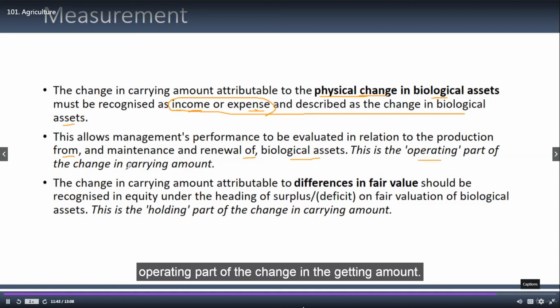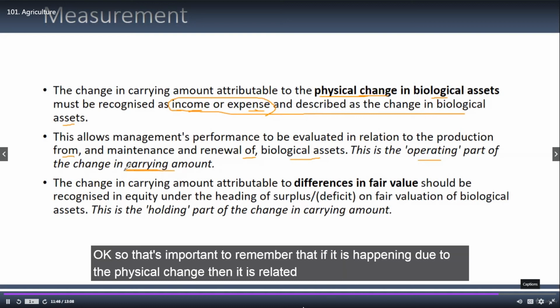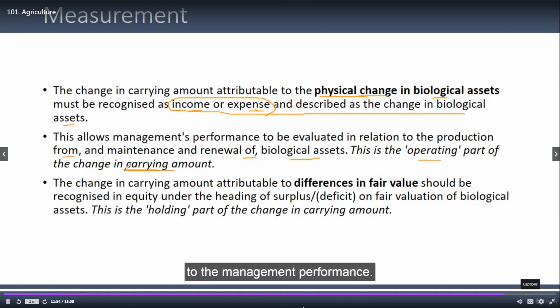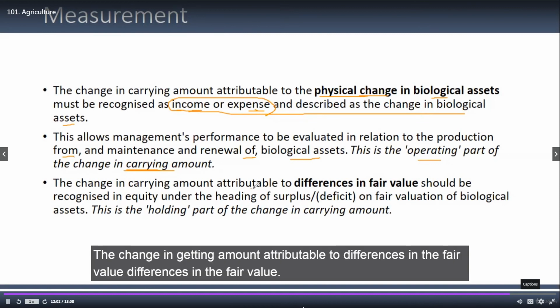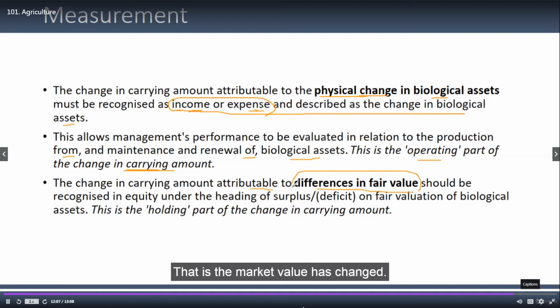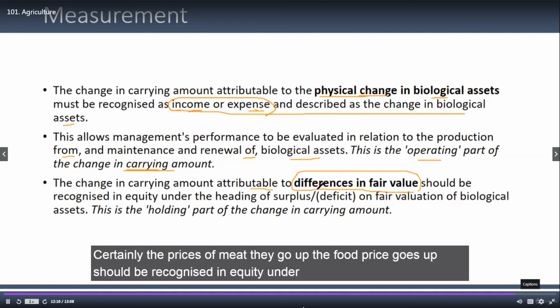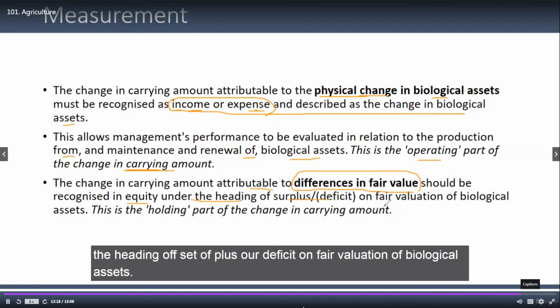This is the operating part of the change in the carrying amount. So that's important to remember, that if it is happening due to the physical change, then it is related to the management performance. It becomes part of your income statement and it's your operating income. The change in carrying amount attributable to differences in the fair value, that is, the market value has changed. Suddenly the prices of meat go up, the wheat price goes up, should be recognized in equity under the heading of surplus or deficit on fair valuation of biological assets.